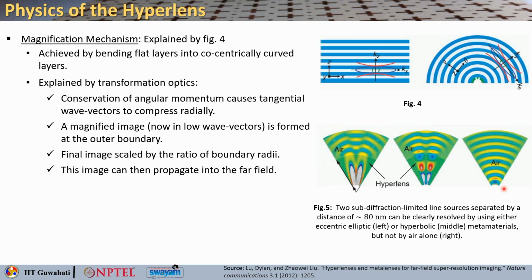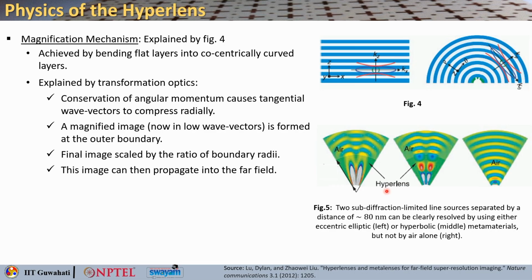So, this part is normally, if you consider this one, there is no other material, you just have two sub-wavelength features, and you will see that only here you are capturing the low wave vectors. So, they are not able to resolve the two objects, right. Now, you can do that.